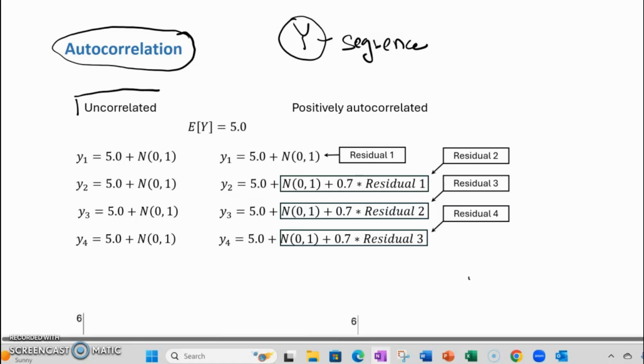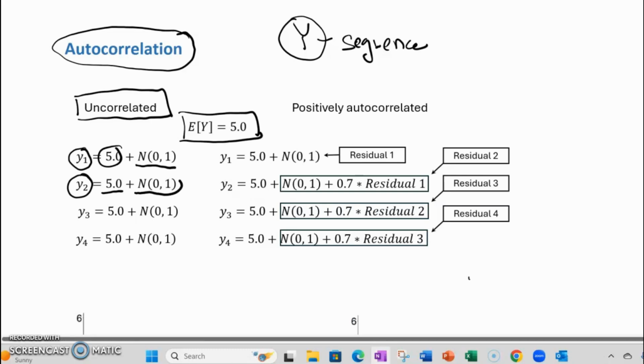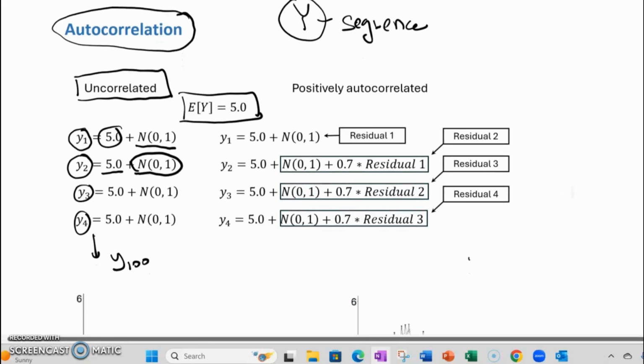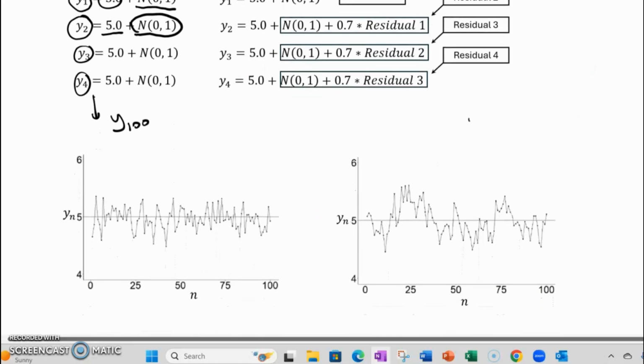The first sequence we're going to generate is going to be uncorrelated values. The first value in this sequence is going to be obtained by taking the expected value of Y, which is 5.0, and adding a little bit to it from a normal distribution with mean 0 and standard deviation 1. The second value is going to be obtained the same way: start off with the expected value, add a little bit from a normal distribution with mean 0, standard deviation 1. Y3, Y4, all the way down to Y100 in our sequence, all these values are going to be obtained in exactly the same way.